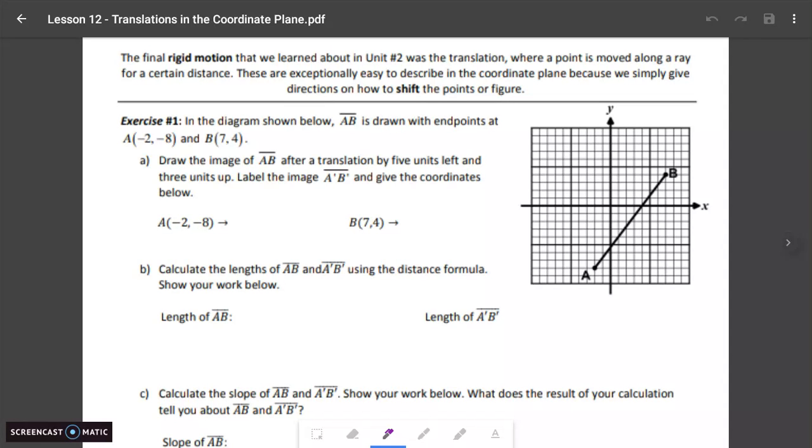Welcome to our last lesson of Unit 5. So we're wrapping up coordinate geometry here, and we're just tying together those pieces of transformations meets coordinate geometry. So we're talking about that last rigid motion of translation here.